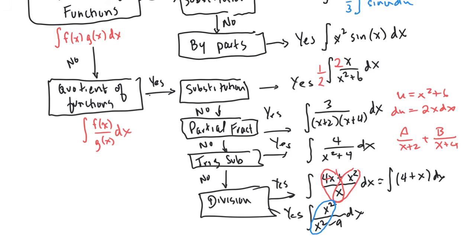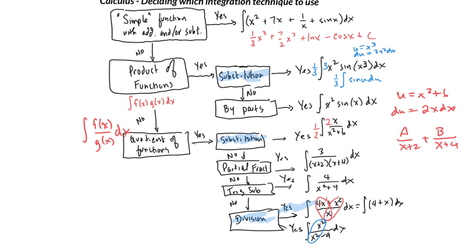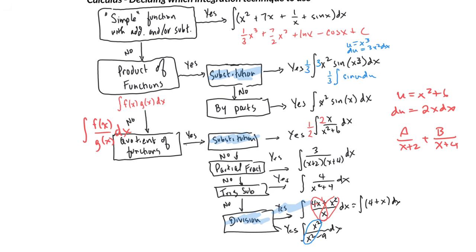Now, real quick, if you are a Calc AB student, you are only responsible for these kind of like substitutions and maybe like this kind of simple division, okay? If you're a BC student, then you're responsible for all of them. So kind of study that flow chart. That's kind of the way I would be thinking about these things.